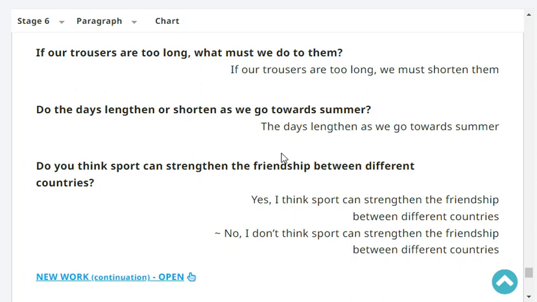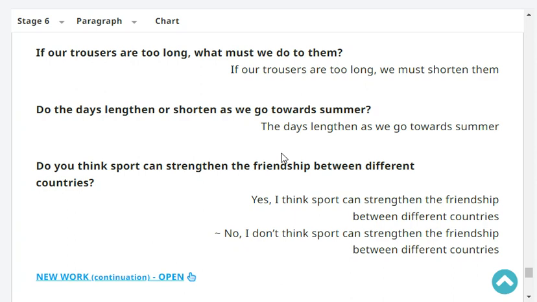Do the days lengthen or shorten as we go towards summer? The days lengthen as we go towards summer. Very good.